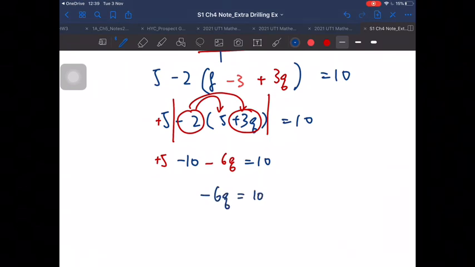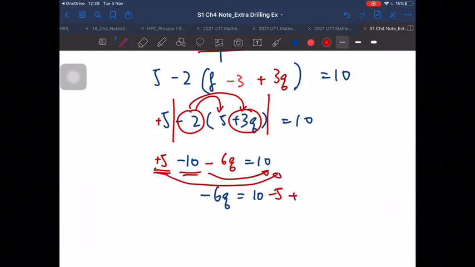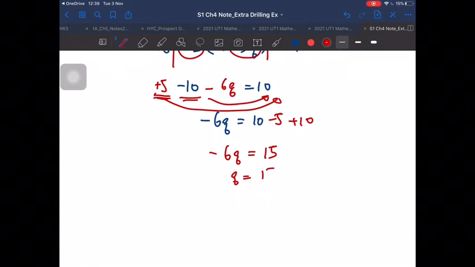-6q is equal to 10 minus 5. Transpose this to the other side. And then -10, transpose this to the other side. So therefore it should be plus 10 here. So the answer should be 15. So q is equal to 15 over -6. Simplify the answer. That means q is equal to -5 over 3.